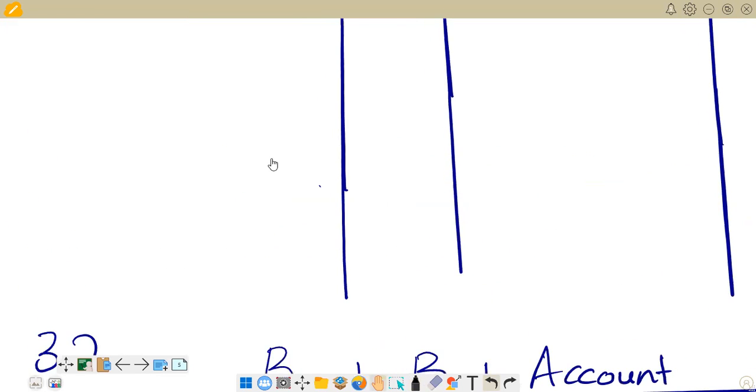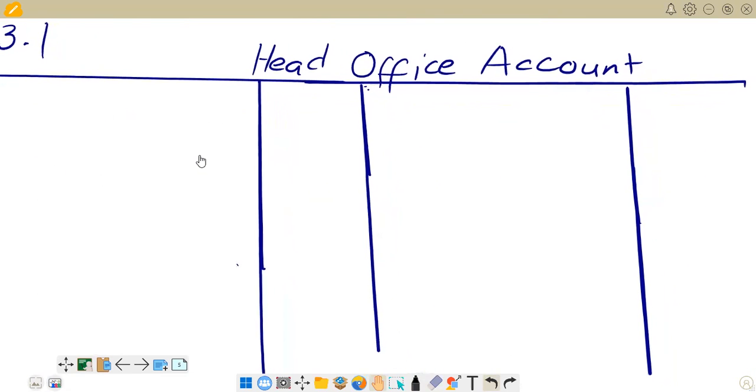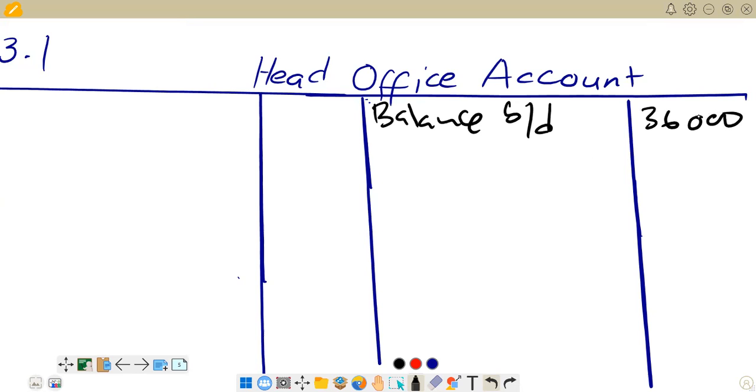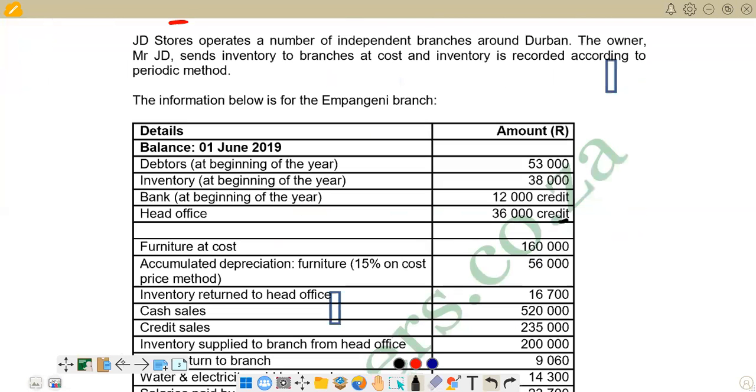We see what we have there. So we go there, and then our balance BD on the head office is on the credit. It's indicated there. Balance BD. We have got 36,000, so it's 36,000 here. Then we go back again. Then we are done with the opening balance. These are our balance BDs that we are done with. So we go to the next item.